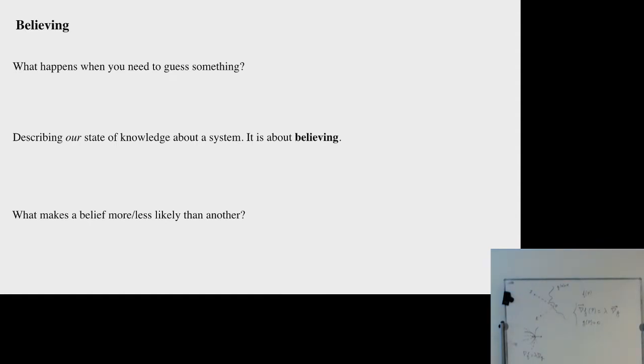All right. Now that you have some tools in hand, let's try to do a couple of interesting things with them. Let's talk about believing and guessing. This is a situation in which you very often need to make a decision about something, but you do not have all the information about it. So you need to describe the state of knowledge about a system. This is your belief, your best guess, and that's what you do when you don't have all the information in hand.